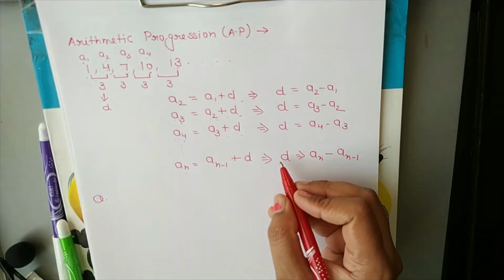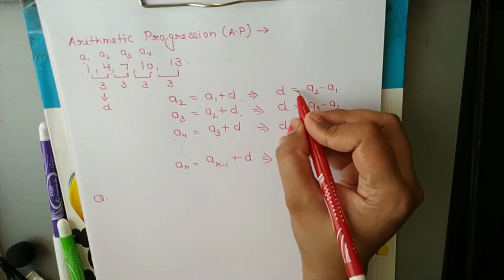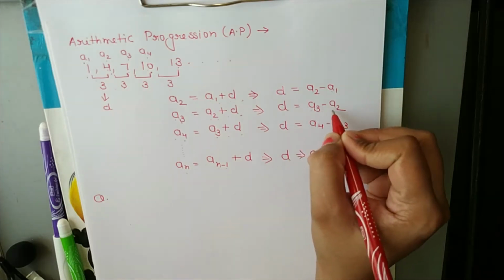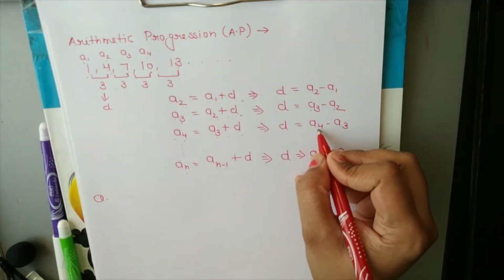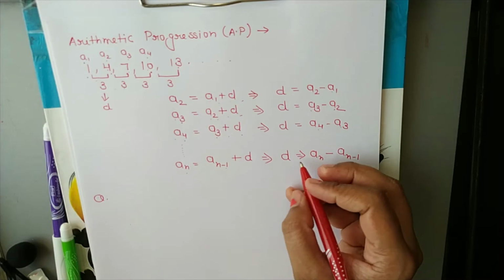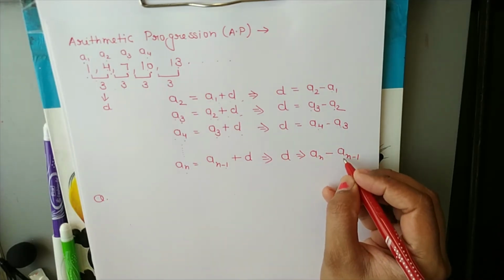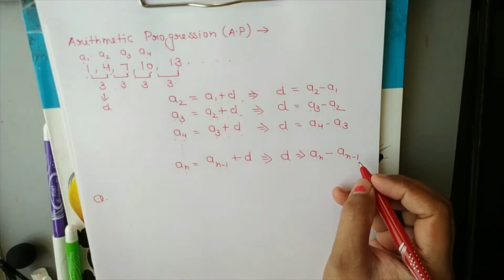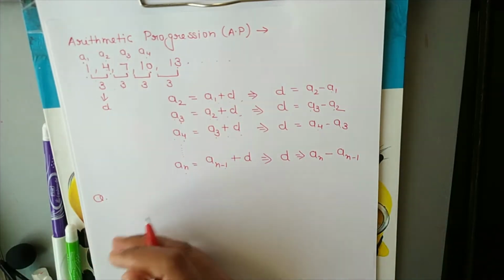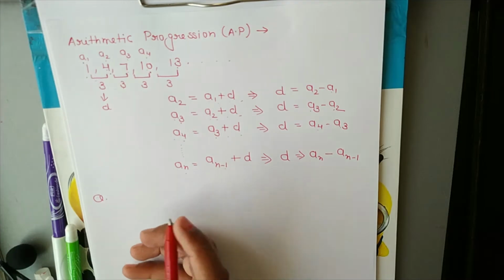So what is the difference value? d will be a2 minus a1, a3 minus a2 and a4 minus a3. So what about the nth term? d will be an minus an minus 1. Now we will discuss questions based on this AP.